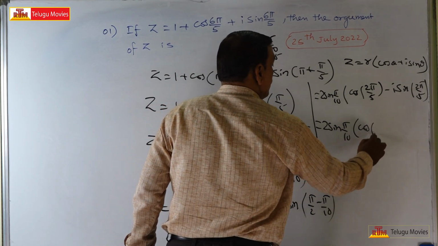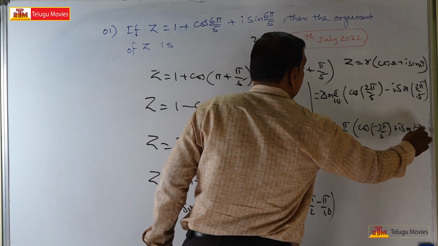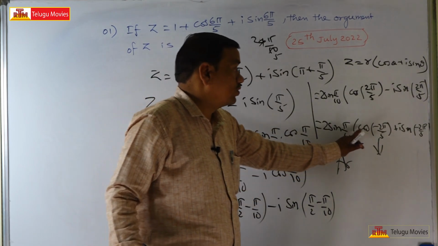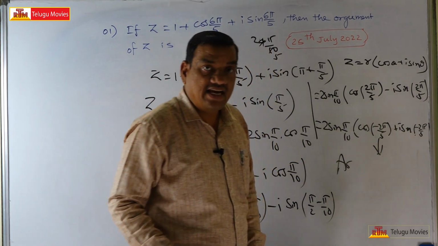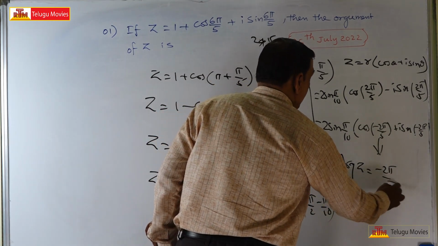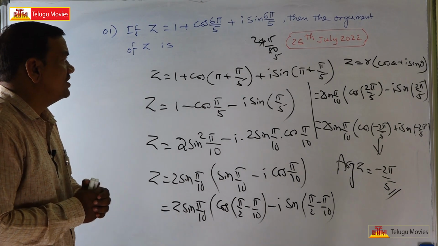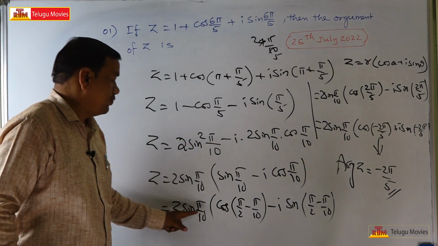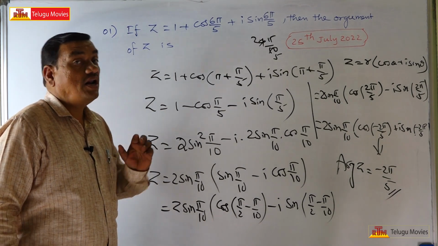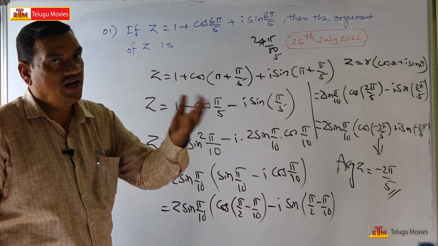This is cos of minus 2 pi by 5 plus i sin of minus 2 pi by 5. So therefore, this is in the form of r cos theta plus i sin theta. Therefore, argument of z is equal to minus 2 pi by 5, that is your answer. Understand? So very, very easy problem. The first thing is you have to be careful about this r value. R value should be either 0 or greater than 0. I hope that you understand this solution. So let us go for next problem.